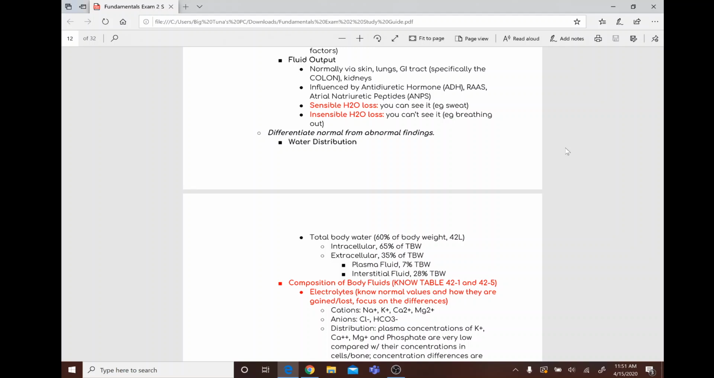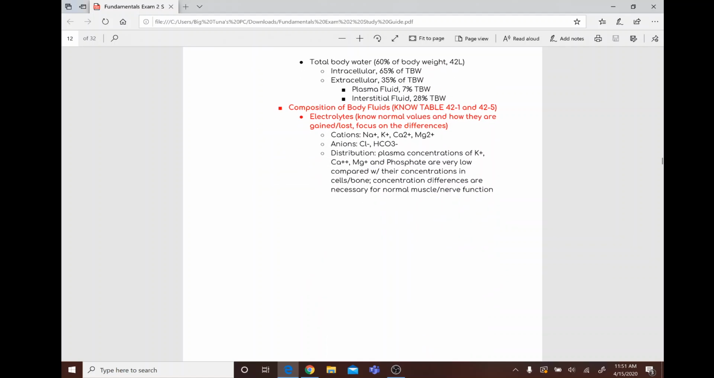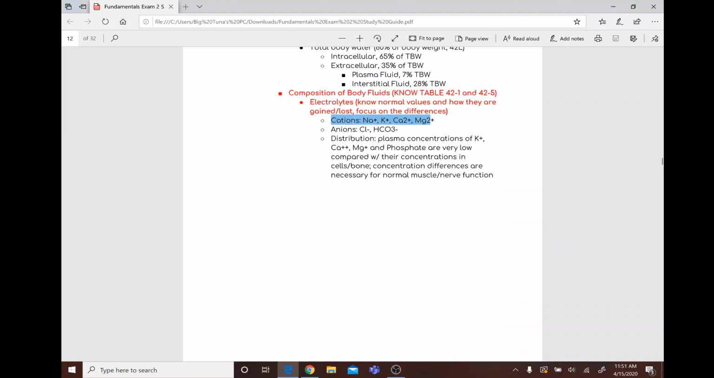All right, what is the percentage of body weight that is total body water? 60%. What percentage of that is intracellular? 65%. What percentage is extracellular? 35%. What percent of the extracellular fluid is plasma fluid? 7%. What percent of the extracellular fluid is interstitial fluid? 28%. Cations: sodium, potassium, calcium, magnesium. Anions: chloride and bicarb.